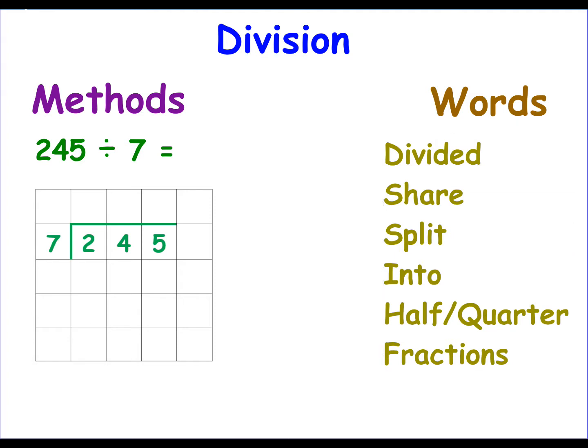So some of the common words in functional skills that are asking you to divide, other than divide, are share. So you could have £245 shared amongst 7 people. Split or into. So how many times does 7 go into 245? You could use fractions. So a half or a quarter of a value is telling you to divide by 2 or 4. And fractions themselves are a method of division, and we'll talk about that when we cover fractions later in the course.